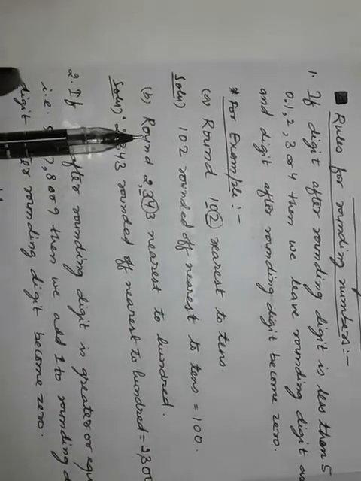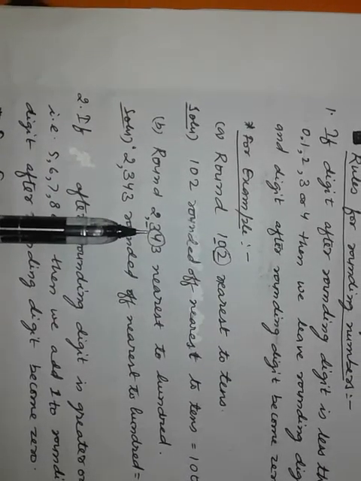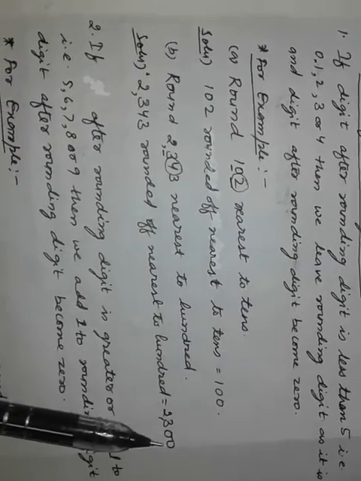Second example, round 2343 to the nearest 100. So in this case, nearest to 100: ones, tens, 100. This is the rounding digit, and the digit after the rounding digit is 4. 4 is less than 5, so here 2343 rounded off to the nearest 100 is equal to 2300.